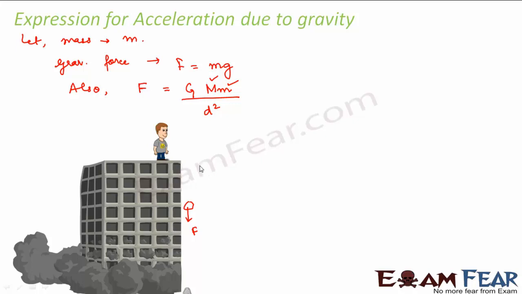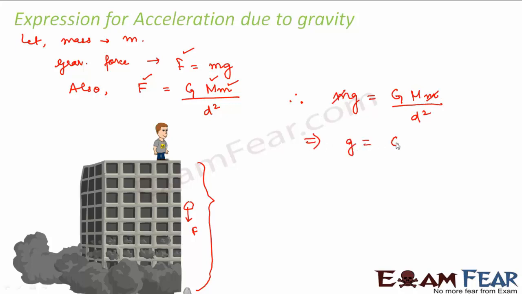Let us suppose d is nothing but the height of this building, right? Now therefore we can say that this force and this force are equal. The force of attraction between the stone and the earth is nothing but the force with which the stone is attracted towards the earth. Therefore we can say that mg is equal to capital G M into m divided by d square. So small m and small m will get cancelled. So we can say that g is equal to capital G into capital M divided by d square. So this is the expression for acceleration due to gravity.